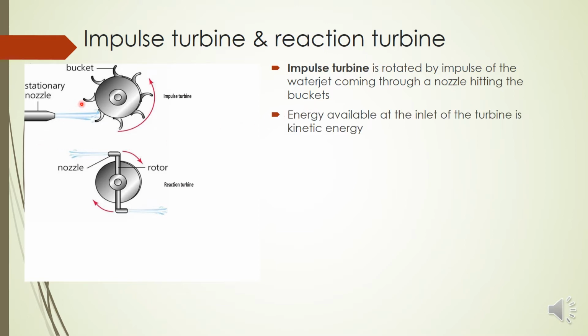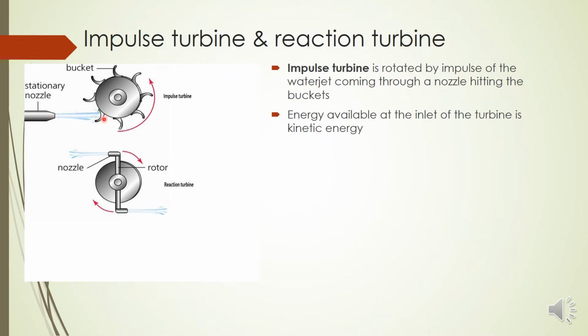And what is the energy available here? You know only three types of energy are there for water: potential energy, kinetic energy and pressure energy. Already when moving through the penstock, potential energy is decreased, so by the time it reaches here it will not be there. Then kinetic energy and pressure energy: as the water coming through the nozzle is open to atmosphere at this region, the pressure will be only atmospheric pressure.